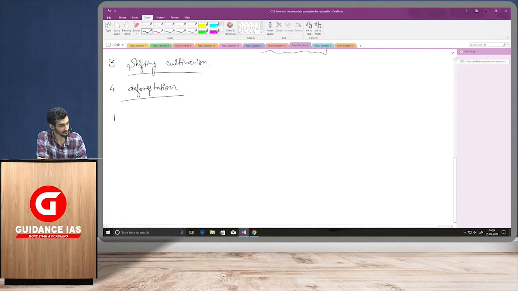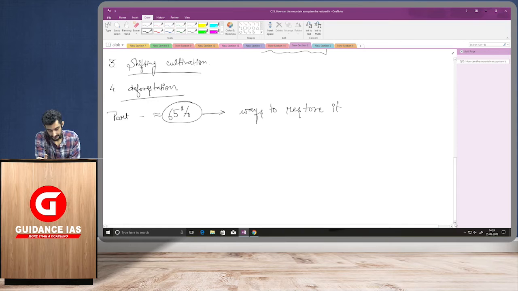Now the second part, which will cover most of our answer, around 65%, is the ways to restore it.